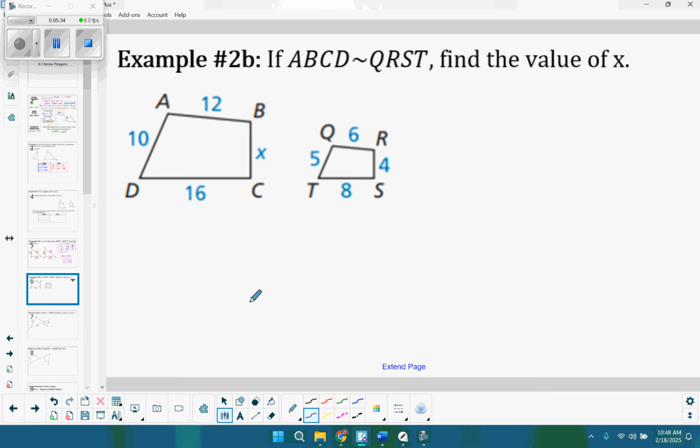So for the next example, it's quadrilaterals. A, B, C, D to Q, R, S, T. I'm actually going to cheat a little bit. I'm going to say BC was the X. So I'll start there and I'll match BC with RS.